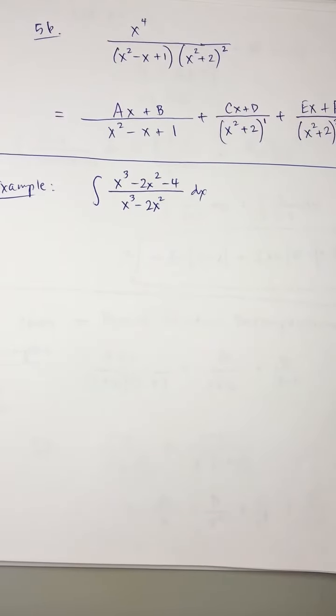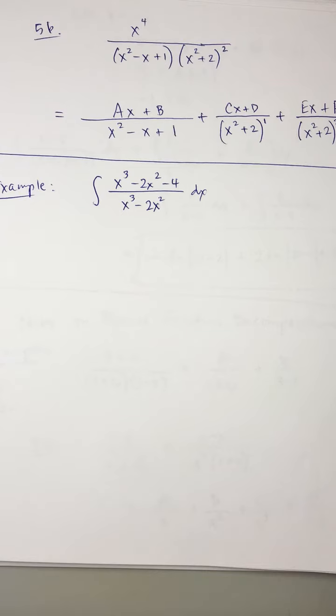All right, here's an example we're going to work. It's the integral of x cubed minus 2x squared minus 4 over x cubed minus 2x squared dx. And something I haven't mentioned yet is you should notice what the degree of the numerator is and what the degree of the denominator is.